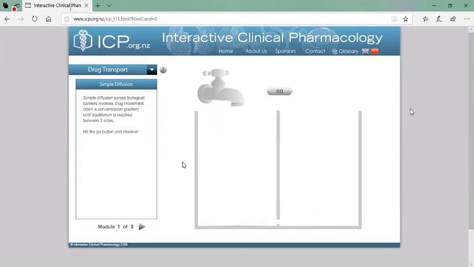Okay, so what is happening here? It looks a bit funny, very childish, but this is a free site, so that's what we can get.